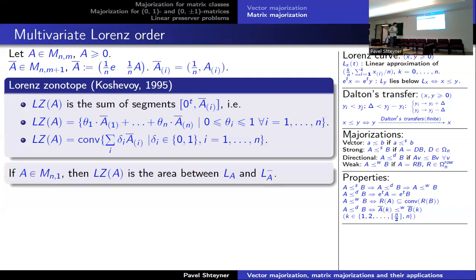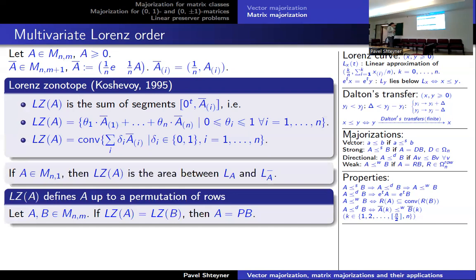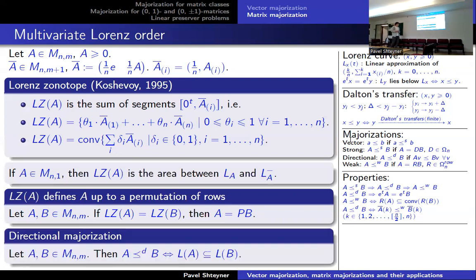In this case, if we consider vectors, then the Lorenz zonotope is the Lorenz zonoid. So this is indeed the generalization. And actually, the Lorenz zonotope is defined by the matrix after its row representation. And it turns out that directional majorization is actually the inclusion of the Lorenz zonotopes. So the multivariate analog of the Lorenz ordering is directional majorization.